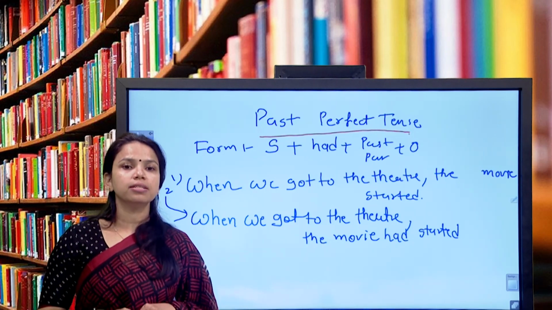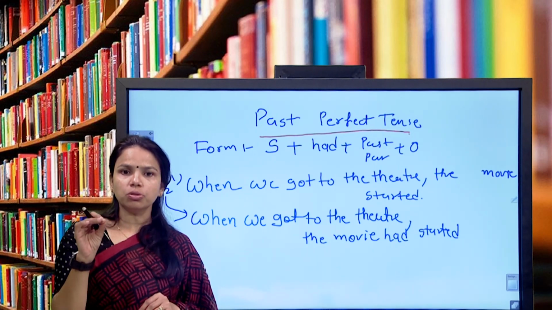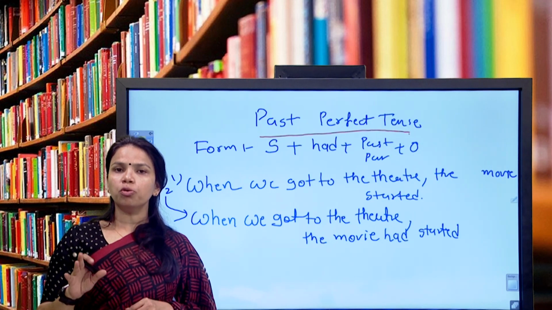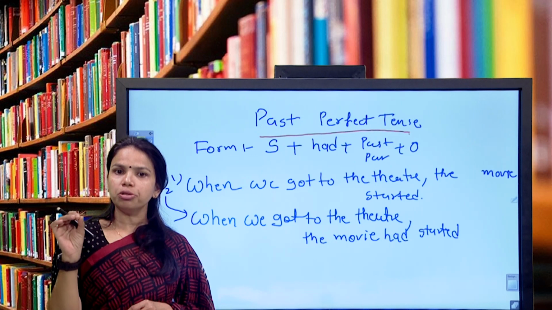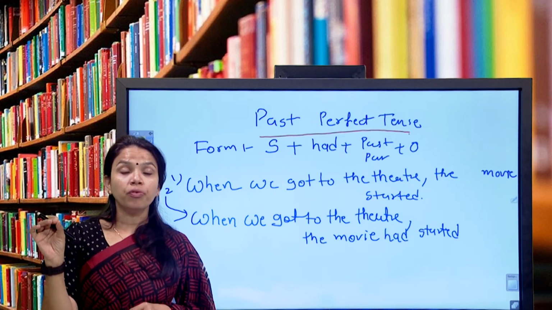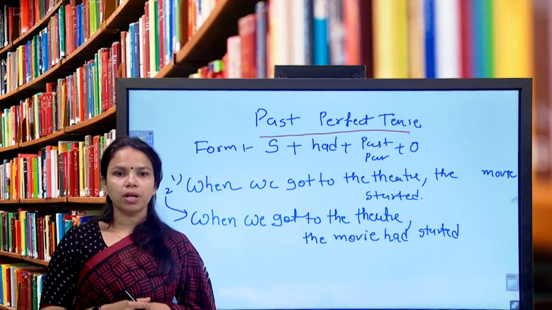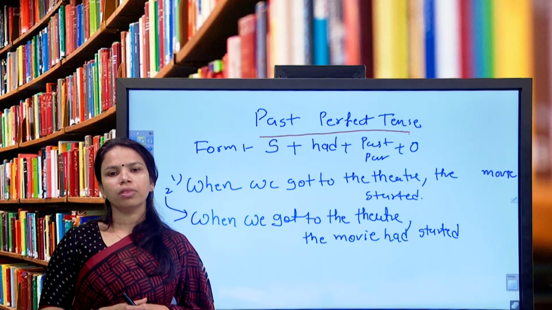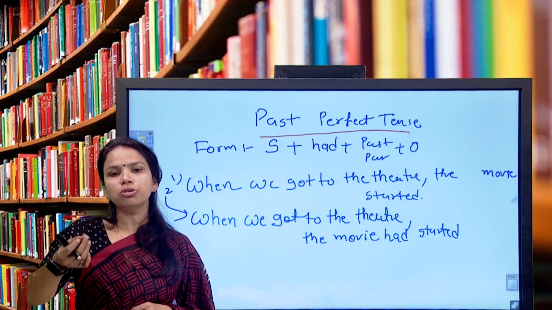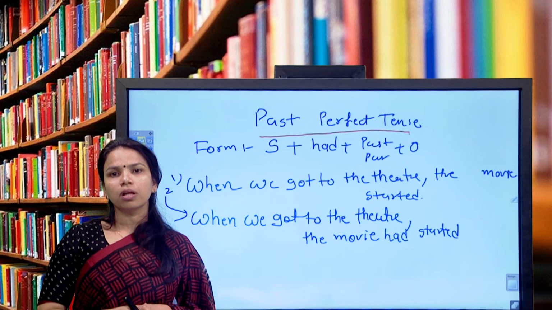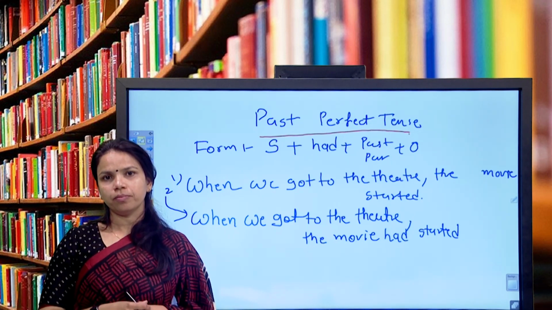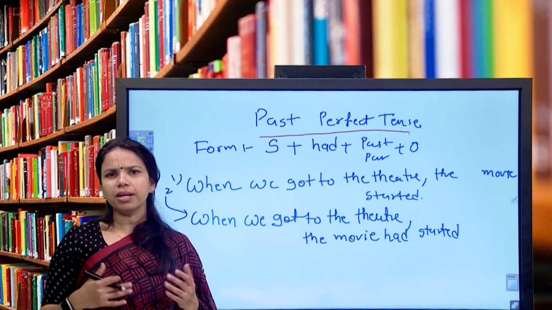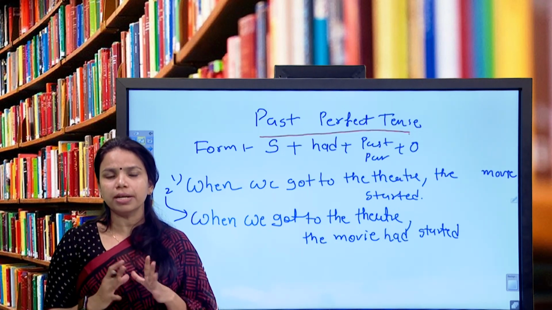The first sentence is, when we got to the theatre, the movie started. Second sentence is, when we got to the theatre, the movie had started. Can you recognize any difference between these two sentences?